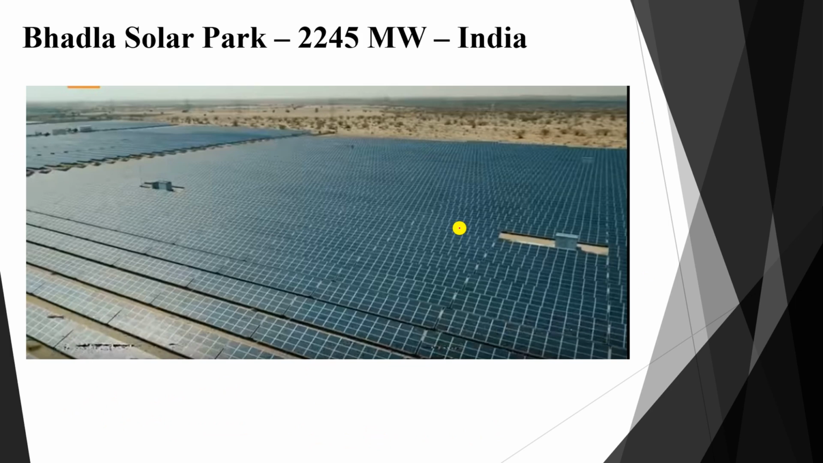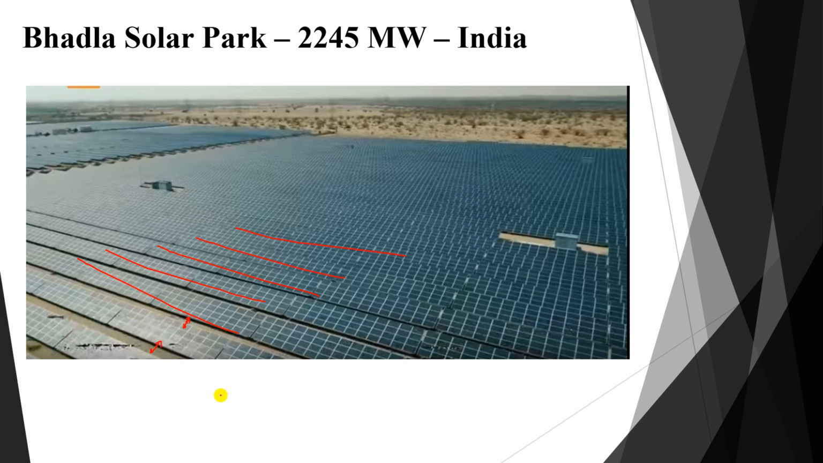Now, if you look at a very large solar farm like this one, 2245 megawatt, which is 2.2 gigawatt, this is in India. You can see between these panels you have one row, then the next row, then the next one. You can consider each row as one string. Between each row and the next one, there is a distance.